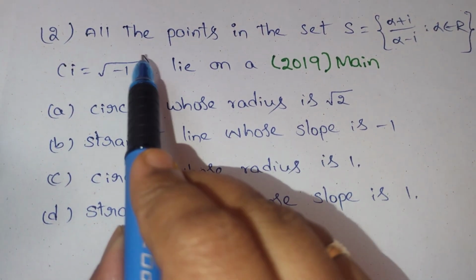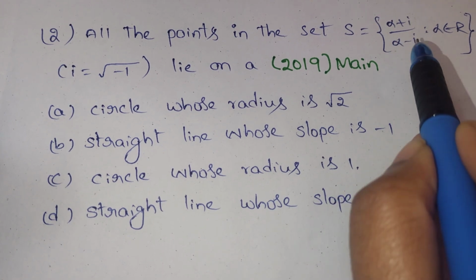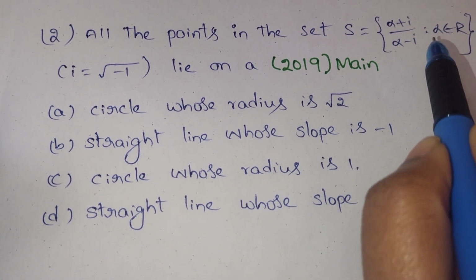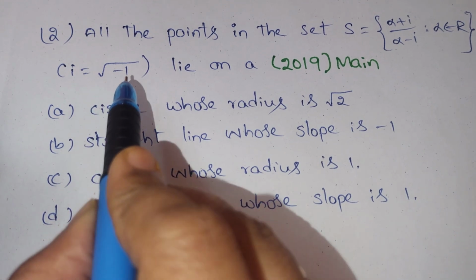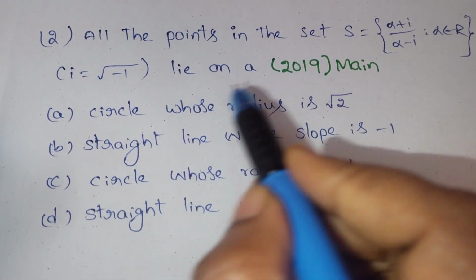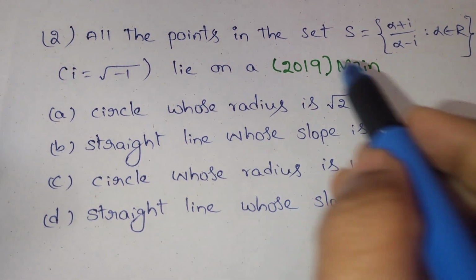Second question. All the points in the set S equals alpha plus i divided by alpha minus i, such that alpha belongs to capital R. Here i equals root minus 1. Lie on A. Now check the options. First we solve the question.